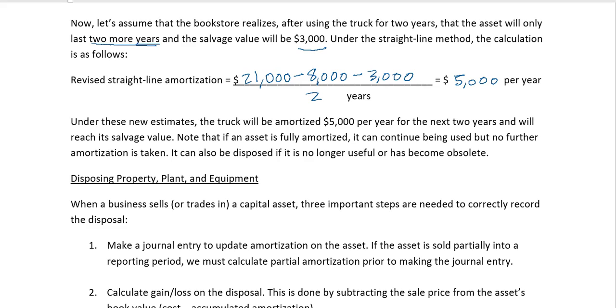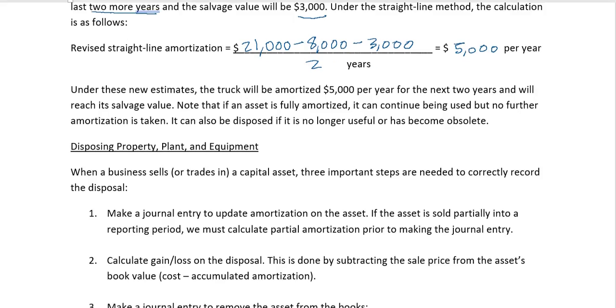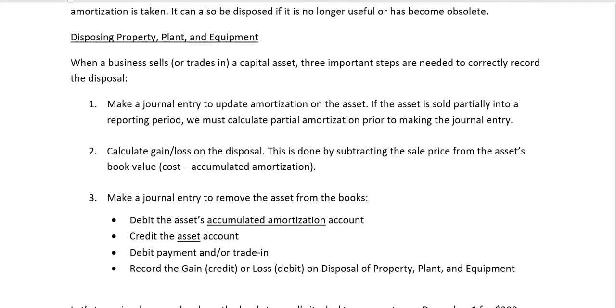Note that if an asset is fully amortized, it can continue being used, but no further amortization is taken. It can also be disposed if it's no longer useful or has become obsolete. You should try to stick with the plan when you're setting your amortization rate and you're amortizing your asset, but there's really no obligation to stop using the asset if you still find it useful, even though it's been fully amortized.